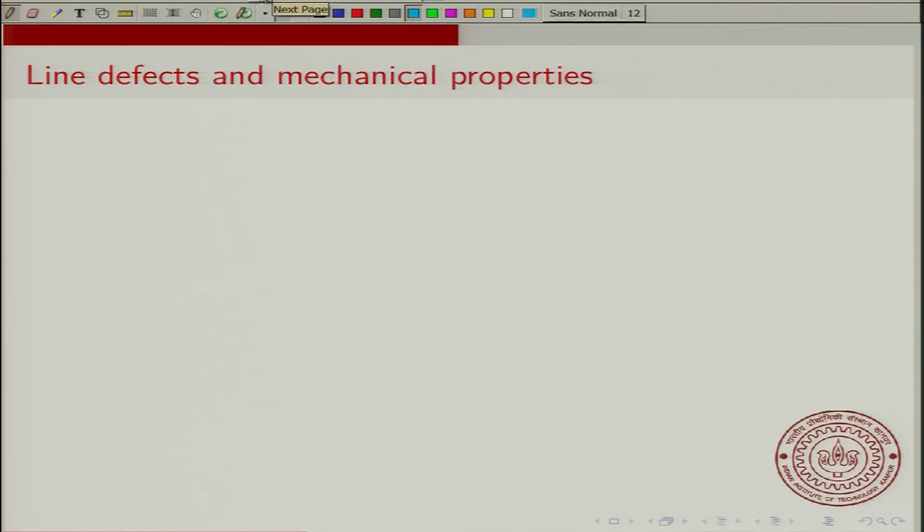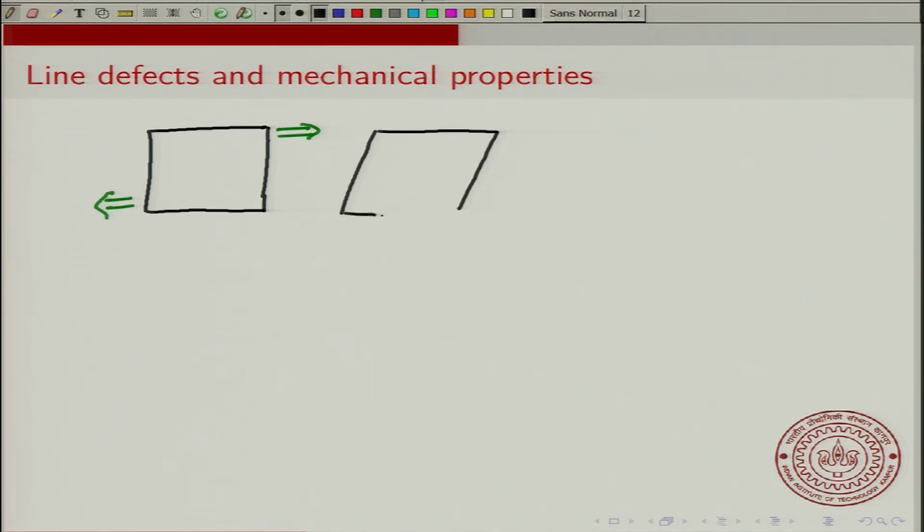But you can also have other defects. Now, line defects have a very important consequence on the mechanical properties of crystals. So if you take a crystal and you imagine that you are shearing it, imagine that this is a 3-dimensional crystal and you apply a shear force. Shear force means you apply one force in this direction and one force in this direction, equal and opposite. And this will tend to cause the crystal to be deformed.